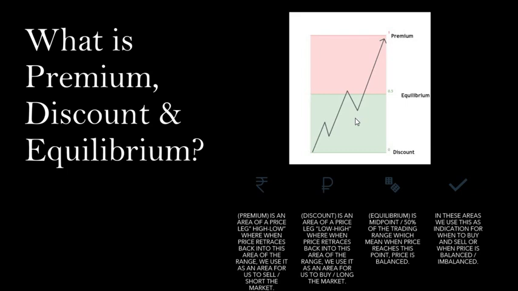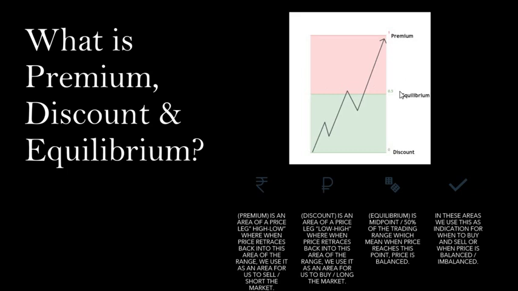Equilibrium is the midpoint, or 50%, of the trading range, which means when price reaches this point, price is balanced. If price is in premium right now in this model, that means price is expensive. When price is in discount, price is inexpensive. It's cheap, it's at a sale. That means price is not balanced right now. It's not a balanced price.